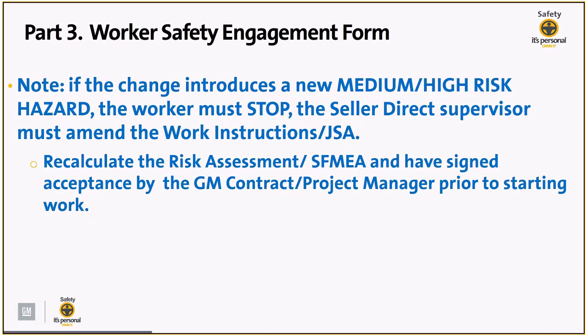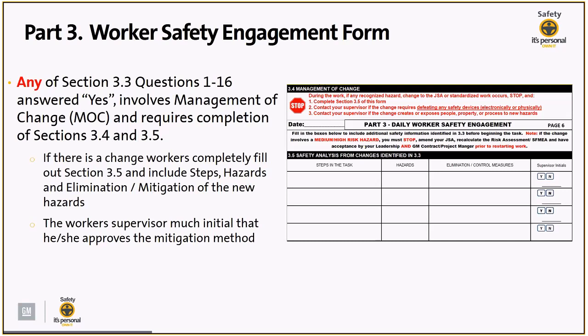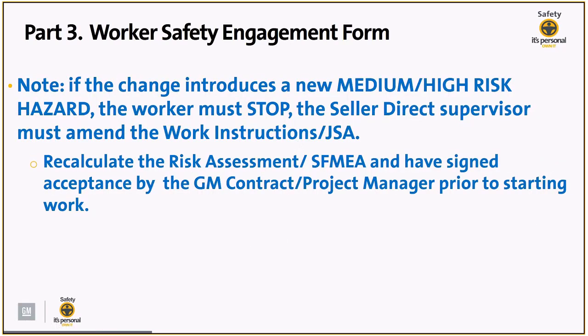We do have a little caveat or note at the very bottom of section 3.4, right before it says 3.5. There's a little box that says very clearly, if the change introduces a new medium or high risk hazard, the worker must stop. The direct seller or supervisor must amend the work instructions or JSA. Then the expectation is that the seller would recalculate the risk assessment and the safety FMEA, and have a signed acceptance by a GM contract manager prior to starting work.